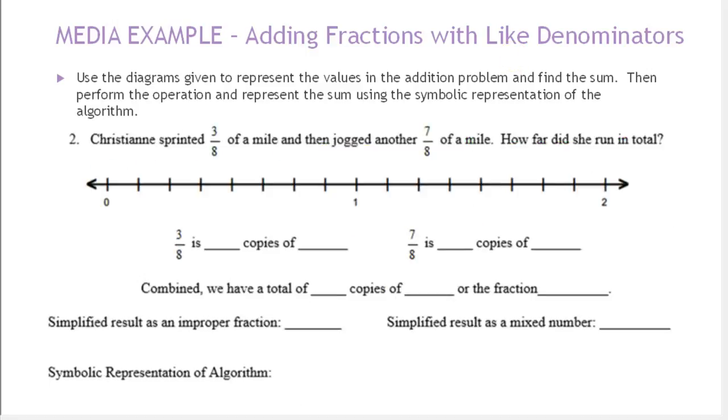Let's highlight givens. Christiane sprinted 3/8 of a mile and then jogged another 7/8 of a mile. And here's our question: how far did she run in total?